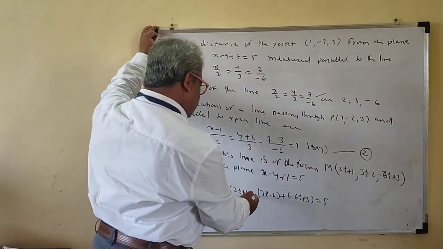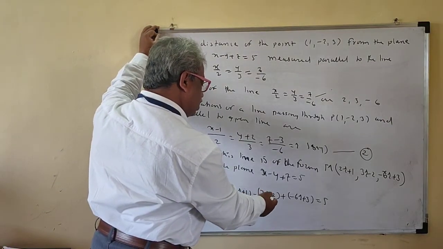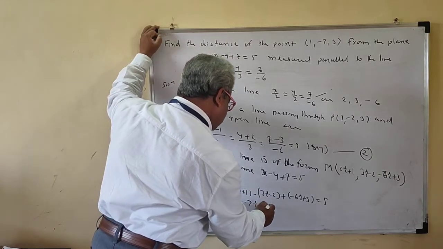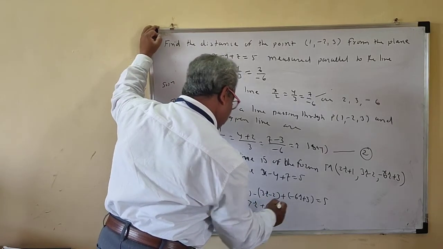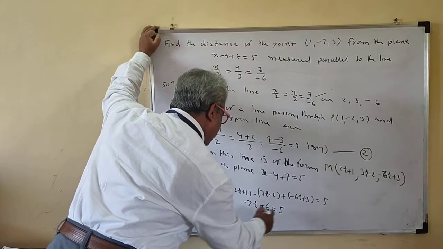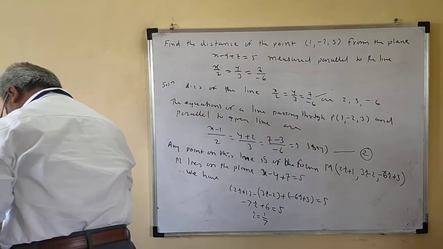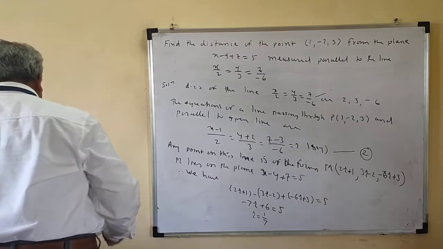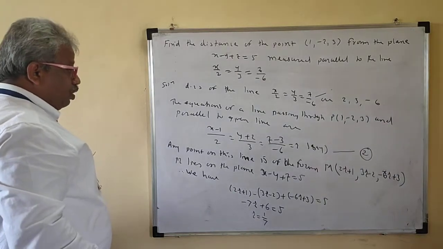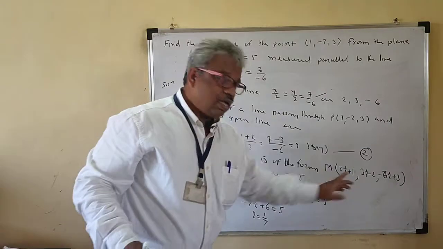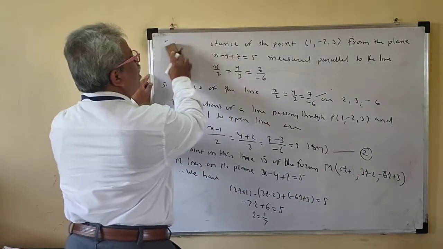Okay, so this is 1, then this is plus 2, this is 3. 3 plus 3 is 6 now. So 6 is equal to 5, so this one minus 1. So r is equal to 1 by 7. So we'll put r is equal to 1 by 7 here, and we'll find a value. So we'll find a point P now.